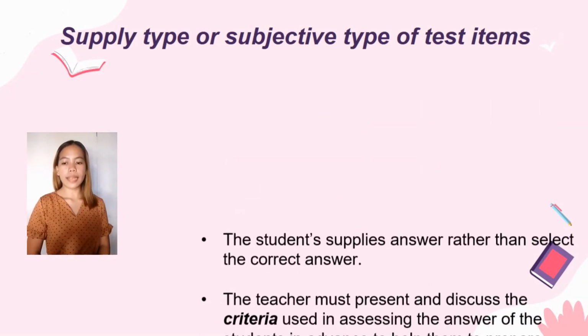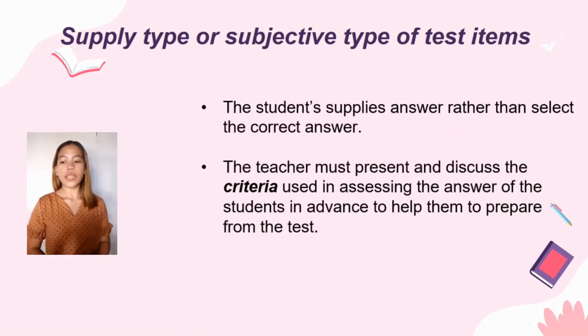Objective types of tests is another format where the student supplies answers rather than selecting the correct answer. The teacher must present and discuss the criteria used in assessing the answer of the student in advance to help them to prepare for the test.